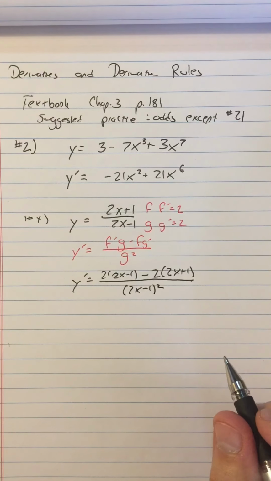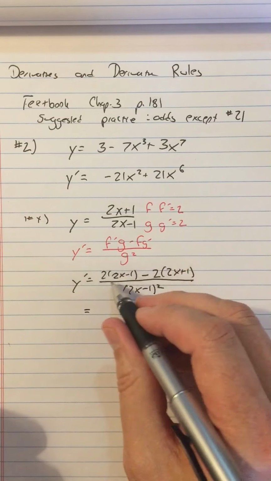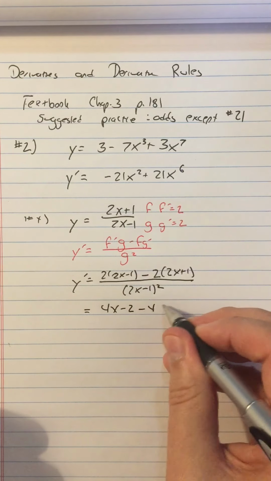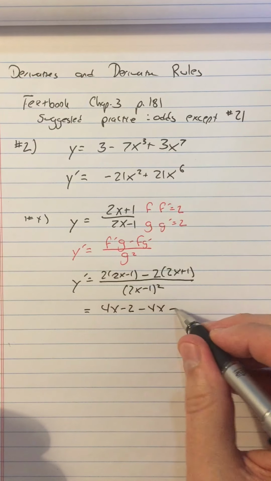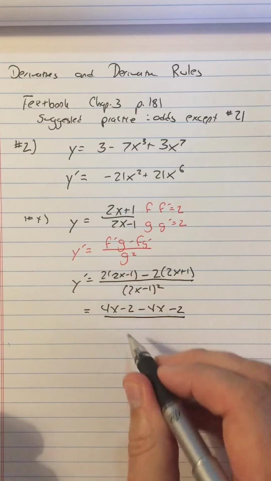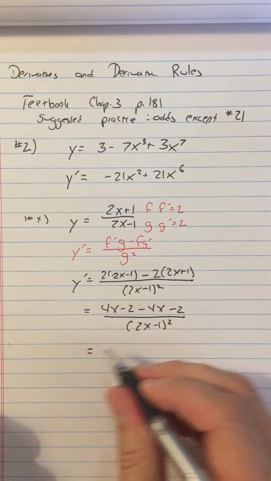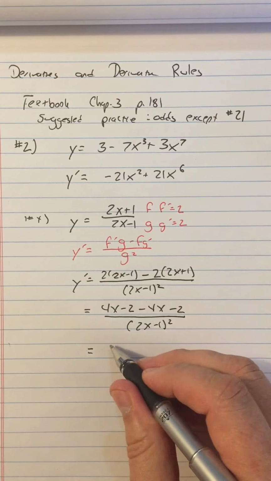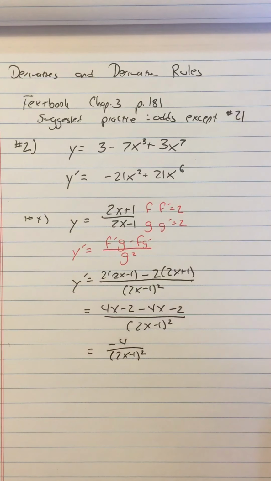All right, if this is a free response on the AP exam, you can just leave it like that. For my quiz, I'd like you to simplify this as much as possible. 4x minus 2 minus 4x. Is it minus 2 again? Yeah. Over (2x minus 1) squared, we'd like to leave that because we like factored forms of polynomials. Now the 4x's cancel, so we just have negative 4 over (2x minus 1) squared. All right, that's all there is to that one.